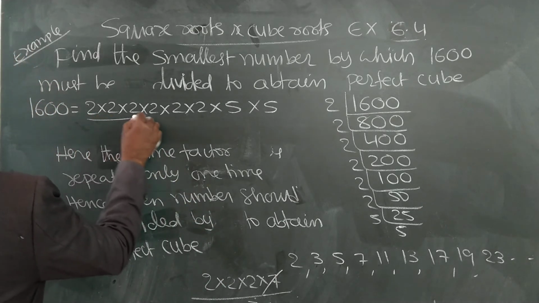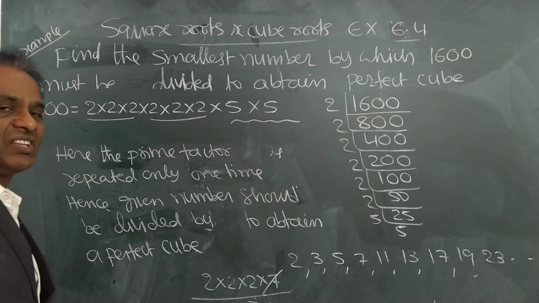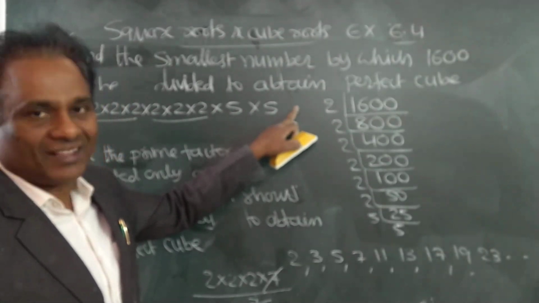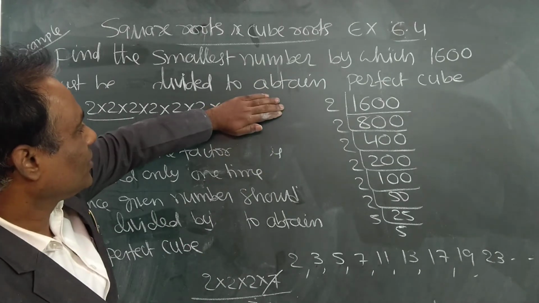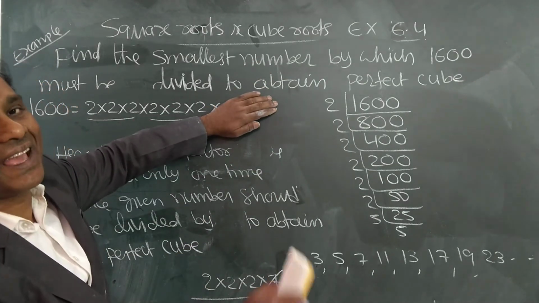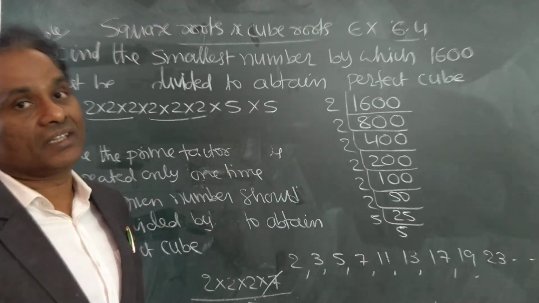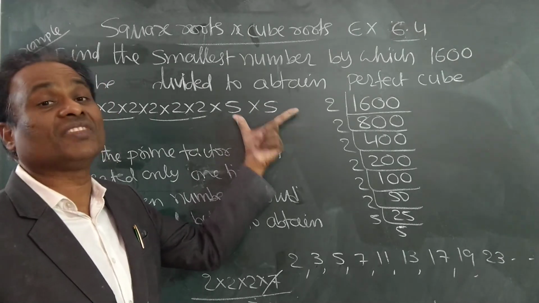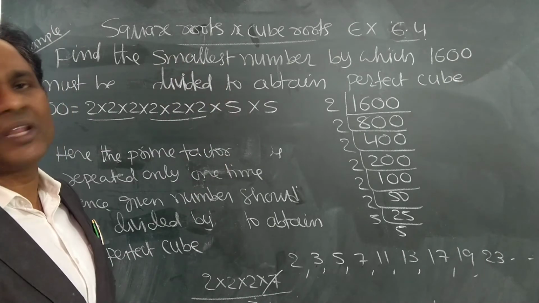This is a group of 3. This is a group of 3. This is not a group of 3. It is not a perfect cube. Write 1 five extra so that it becomes 3, or divide by 25 so that it gets cancelled. Multiplied means one more 5 you write here so that it becomes a group of 3. Divide means these 2 fives should be removed.